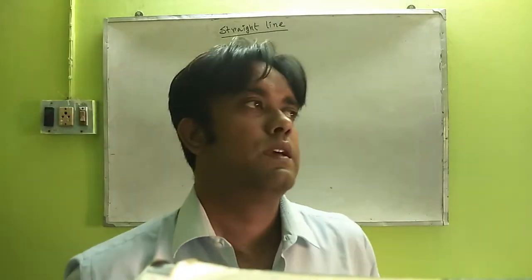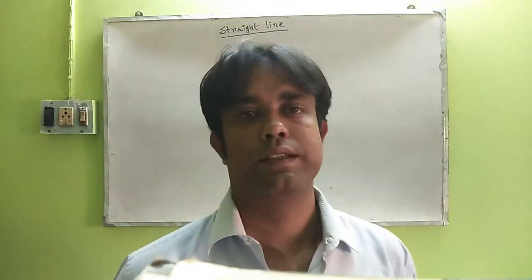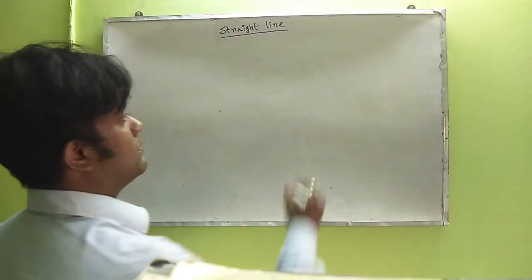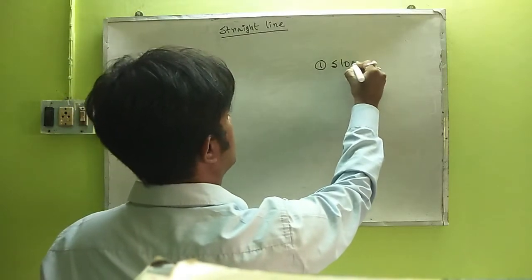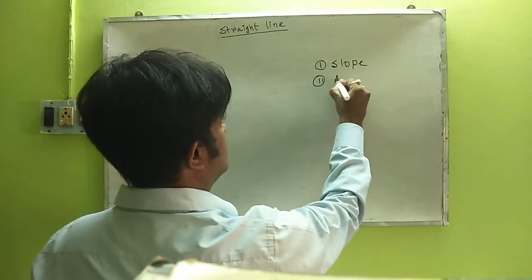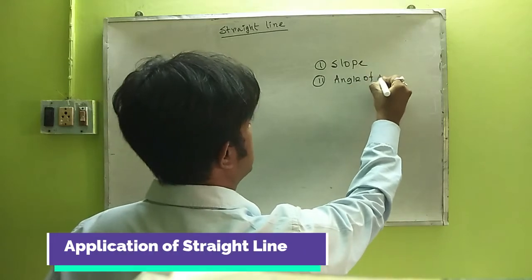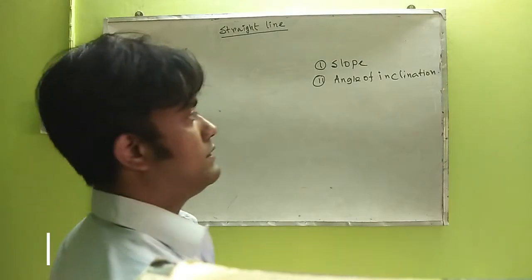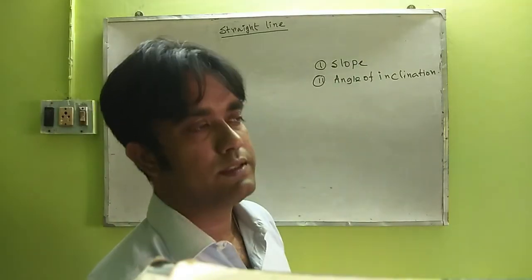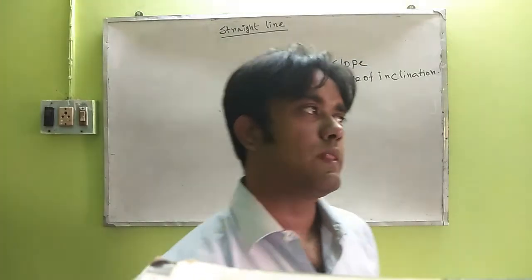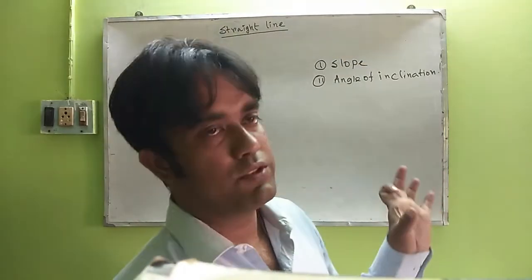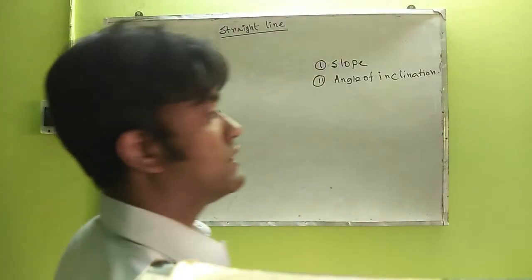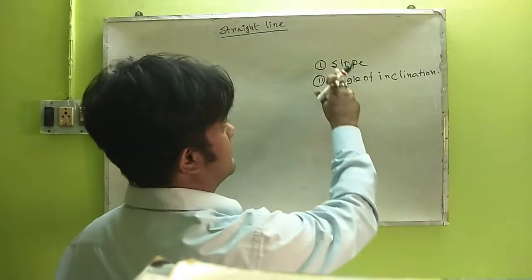Today we discuss the application of straight line. In the previous class, we discussed what is slope and what is angle of inclination. We have already discussed slope and angle of inclination. In ICSE class 10, there is a short question based on this topic. So first, we see what type of question will come in this topic.